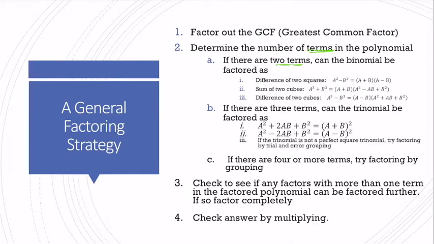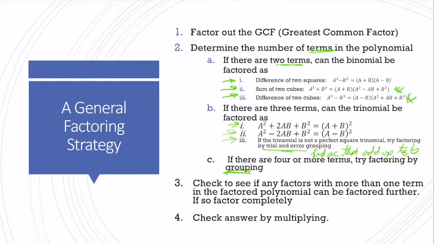If there are two terms, you might have a difference of two squares or a sum or difference of two cubes. Remember, the sum and difference of two cubes are the only rules you need to memorize. For everything else, we can find the factors of AC that add up to B and factor by grouping. If there are three terms, your trinomial could be a perfect square, or you can use what they call trial and error, that's find the factors of AC that add up to B.